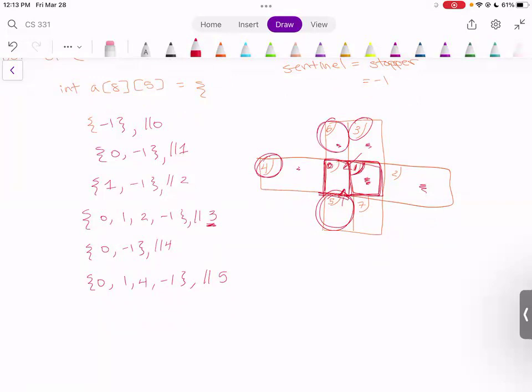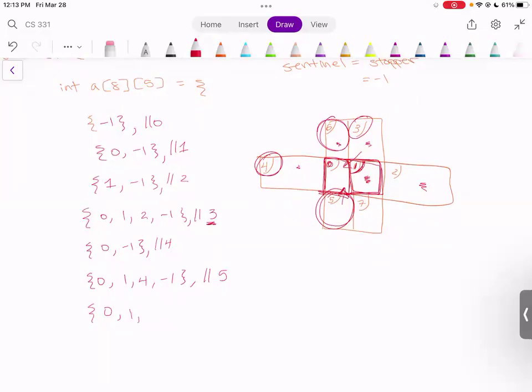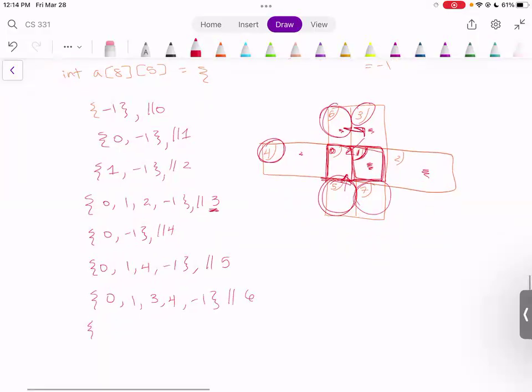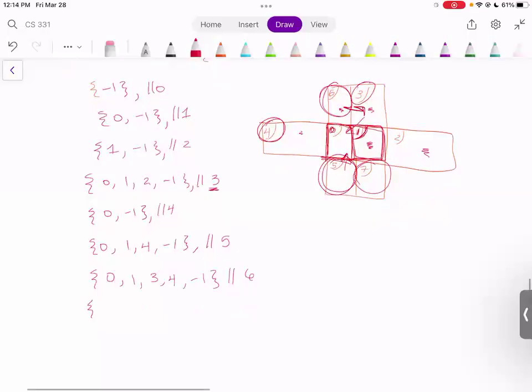What about for 6? What does 6 have to worry about? 0, 1, and 4, if you want to put it numerically. 3 also. Right, 0, 1, 3, 4, and then -1. Excellent. That's for 6. And then the last one, 7. What does 7 have to worry about? 0, 1, 2, 5. Good. And then we close the helper array.